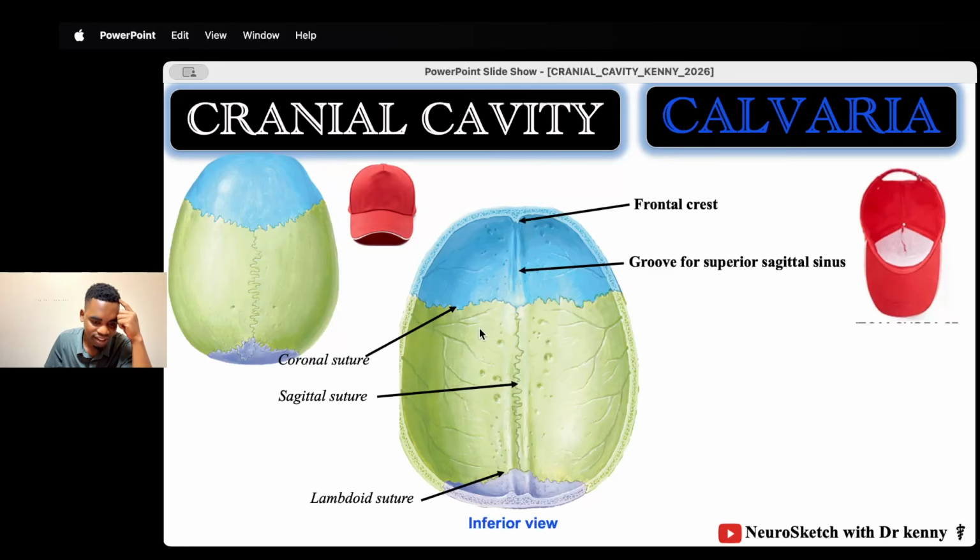And then we have a lot of sutures, as you can see. The frontal bone is connected to the parietal bones by the so-called coronal suture, and we have already seen that. The two parietal bones are connected by the sagittal suture, and then we have the lambdoid suture, which is lambda-like, connecting your parietal bones to the occipital bone.